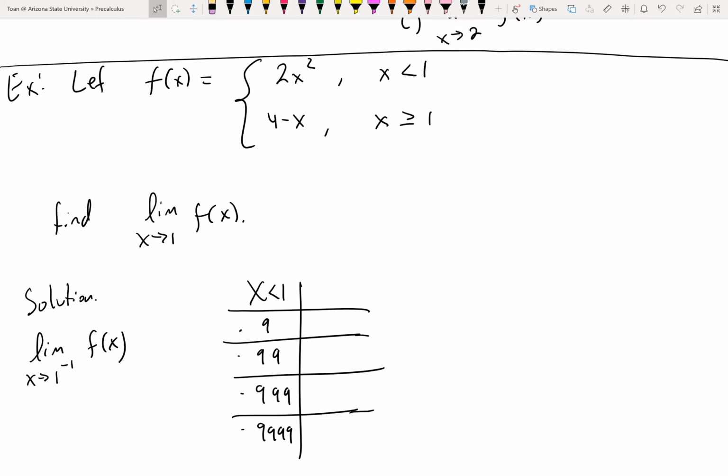Now, when it comes to piecewise functions, you have to remember which function you're going to use. So since I want x values that are less than 1, hopefully everyone agrees that's the top function, because the top function only works when x is less than 1. So for the function values here, I'm just going to use the 2x squared. So let me go ahead and grab my calculator. And let's just start plugging and chugging, right?